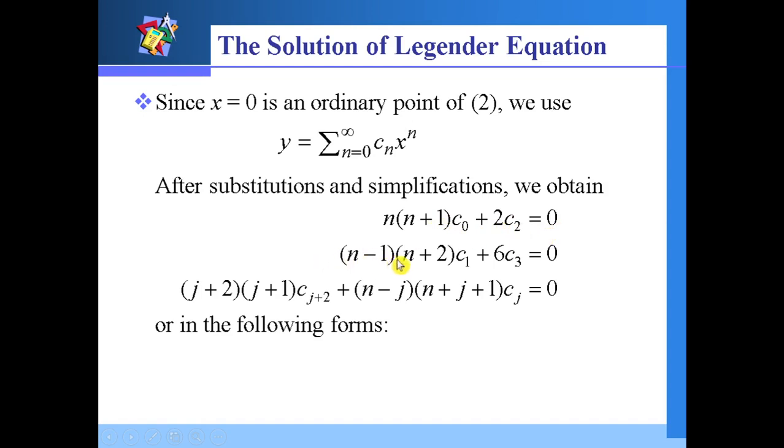(n-1)(n+2)c1 + 6c3 = 0, (j+2)(j+1)c_{j+2} + (n-j)(n+j+1)c_j = 0. This is a very simple solution of this form. If we simplify this form, then we get these simplifications in the following forms.